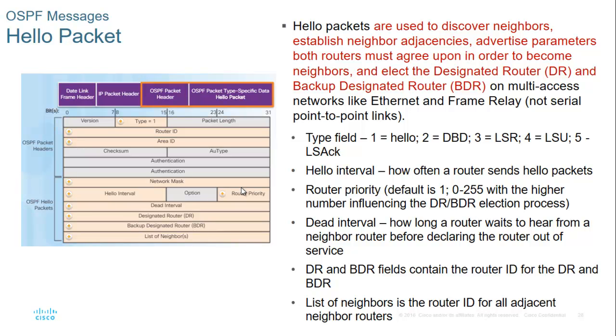Then we have dead interval. Dead interval is how long a router waits to hear from a neighbor router before declaring the router is out of service. Okay, how long do you wait? Because sometimes if you switch off a router and then switch it back on, there is a time when they are down. So how long does your neighbor router wait for you before chucking you out of the neighbor list? DR and BDR fields contain the router ID for the DR and the BDR. List of neighbors is the router ID for all adjacent neighboring routers.